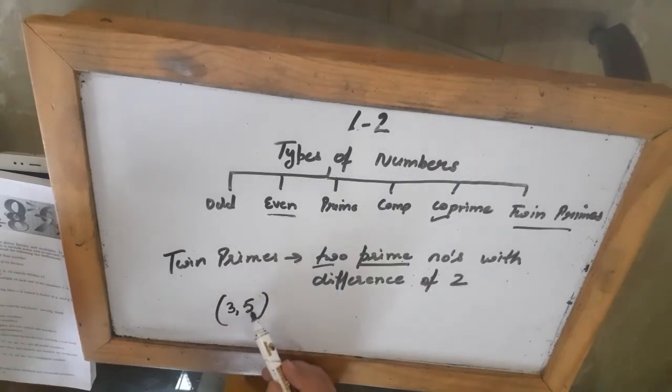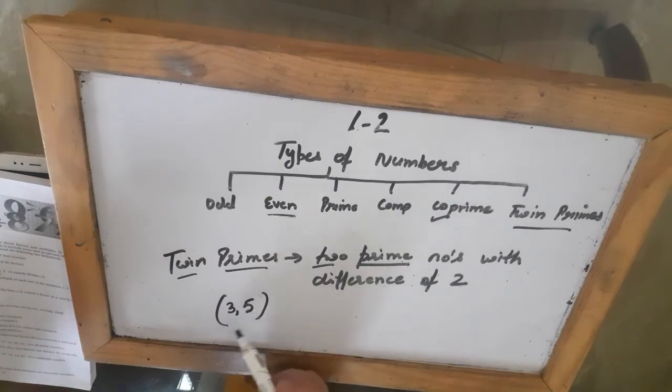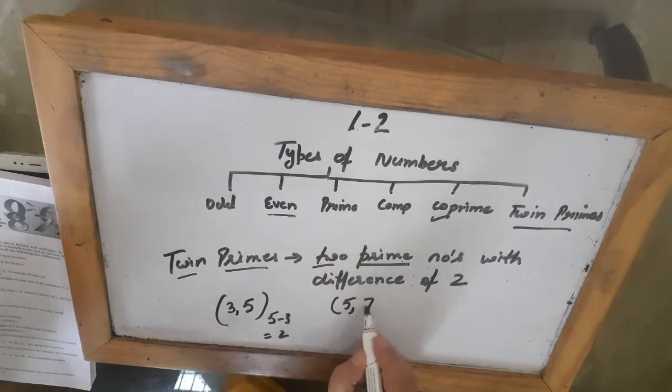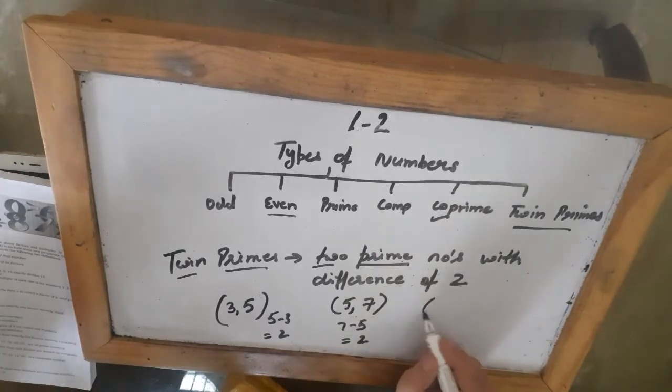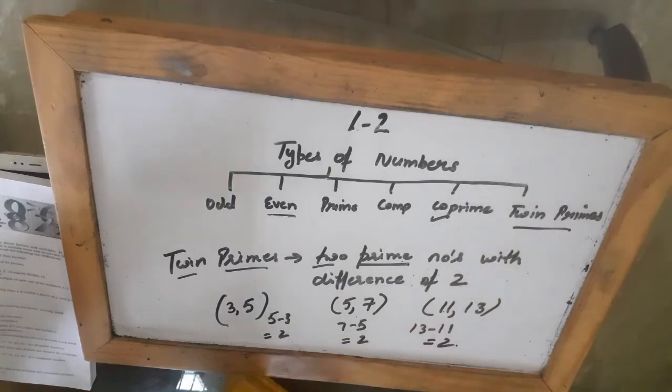Now you can see both are prime numbers because both have only two factors, 1 and 3, 1 and 5, and these are twin primes because their difference is 2. When you subtract 5 minus 3, what do you get? The difference is 2. Now let me give you one example of 5 and 7. Both are prime numbers, and when you subtract, you get a difference of 2. Now what other example can you have? You can have 11 and 13. Both are prime numbers, and when you subtract, you get the difference of 2.